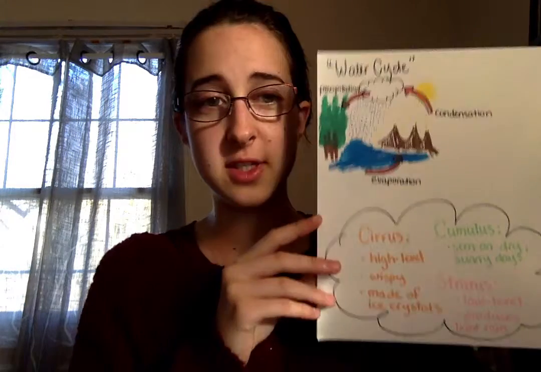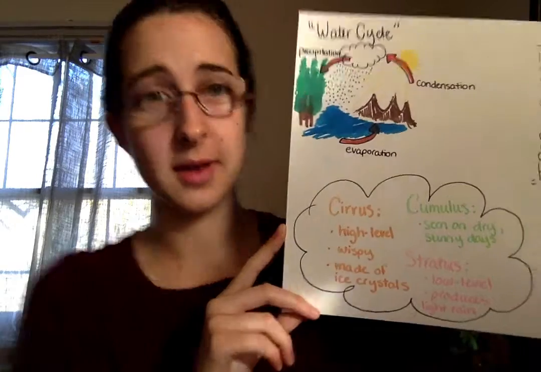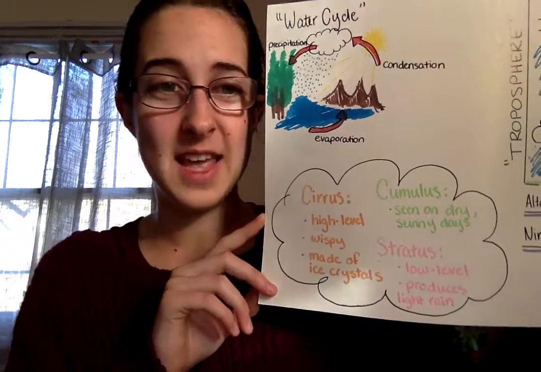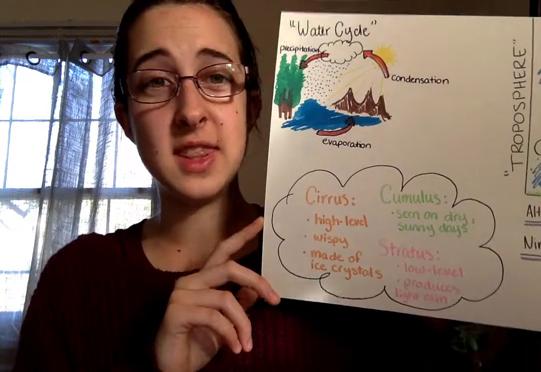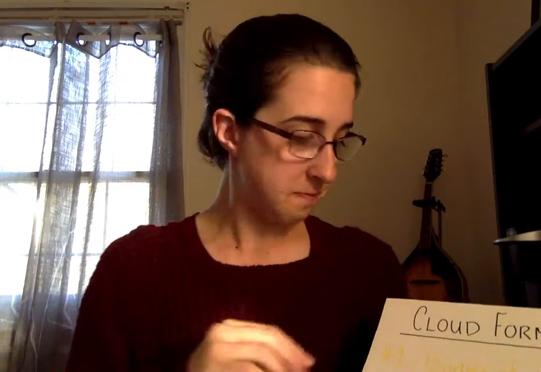We also have stratus clouds. Stratus clouds are low-level clouds. Sorry, I'm kind of blocking my face here. Stratus clouds are low-level clouds, and usually they produce light rain or a drizzle. So go ahead and fill those notes in, please. I'm going to keep moving forward. Again, if you do need to pause the video, feel free to do so.